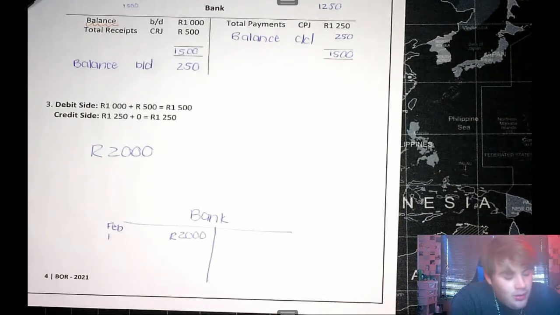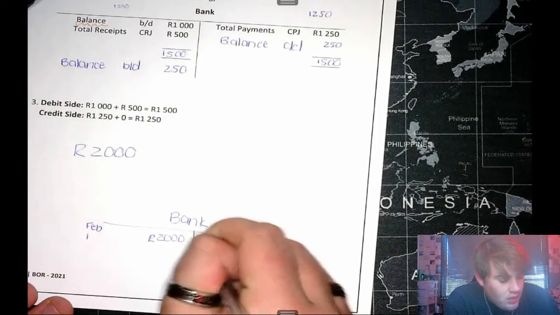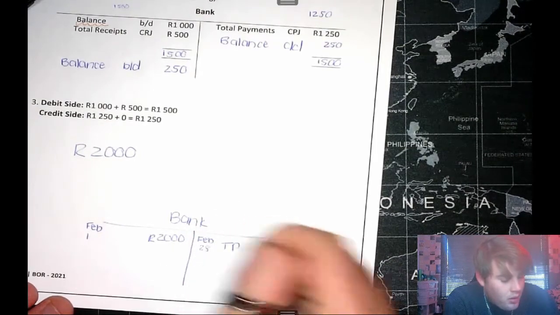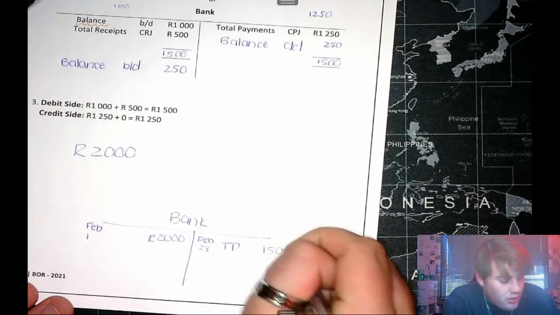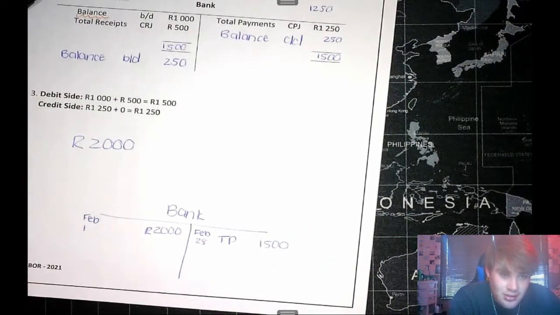Fantastic. Now during the month you went and bought from Cotton On, Pick and Pay, Spar, Edgars, wherever you go. And at the end of the month, Feb 28, your total payments was 1500, which means that you spent 1500 rand of that 2000. Now how much money do you have left?